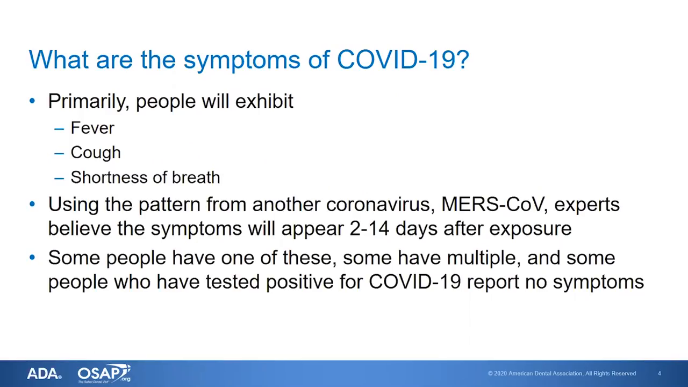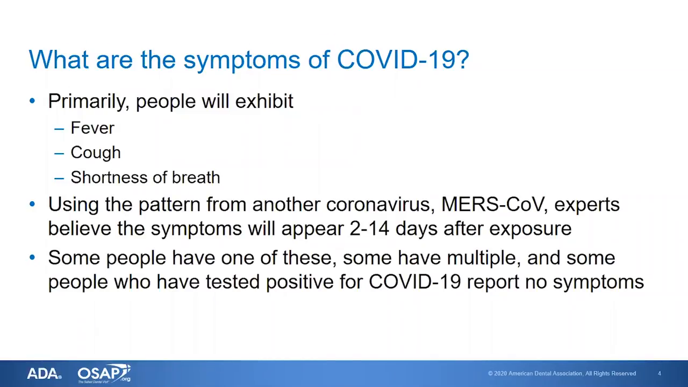The symptoms of COVID-19 are primarily people will exhibit a fever, a cough, which is dry, and shortness of breath. Primarily, people will have a fever of 100.4, a dry cough, shortness of breath, and some are also reporting fatigue. Using the pattern from another coronavirus, MERS-CoV, also called Middle Eastern Respiratory Syndrome, experts believe the symptoms will appear 2 to 14 days after exposure.